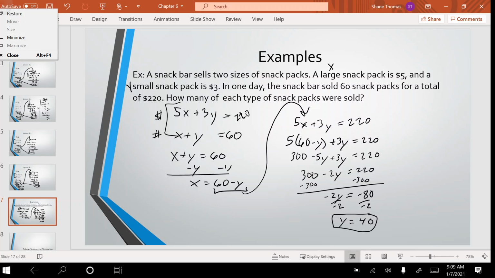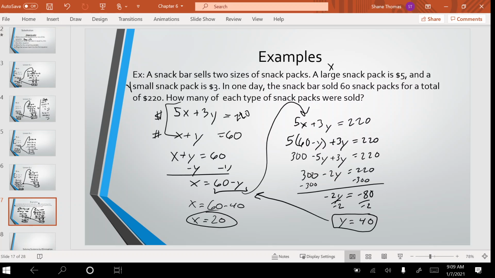So there's the first one. Take that one, plug it back in the box. X equals 60 minus 40. So I have 20. So how many small ones, how many big ones? Correct. So this is my big ones. And this is my small ones.